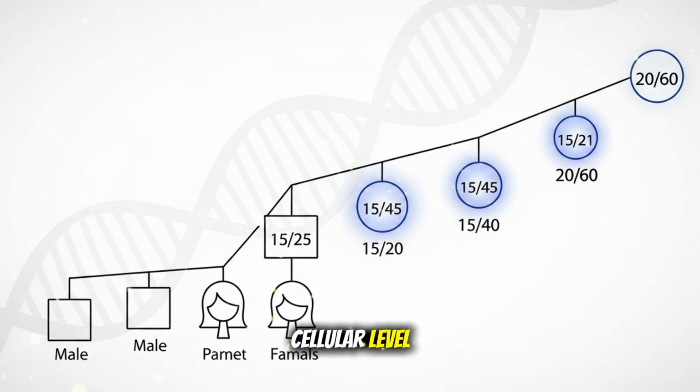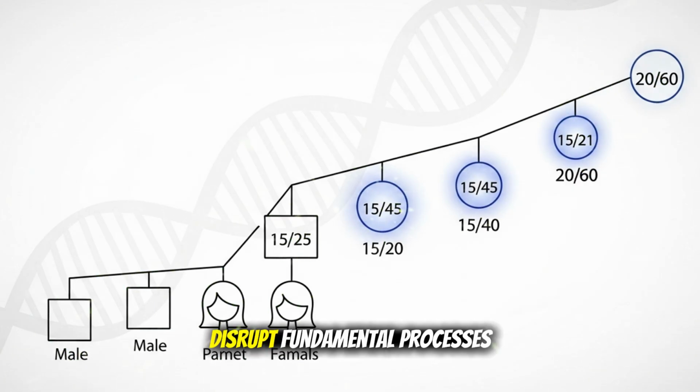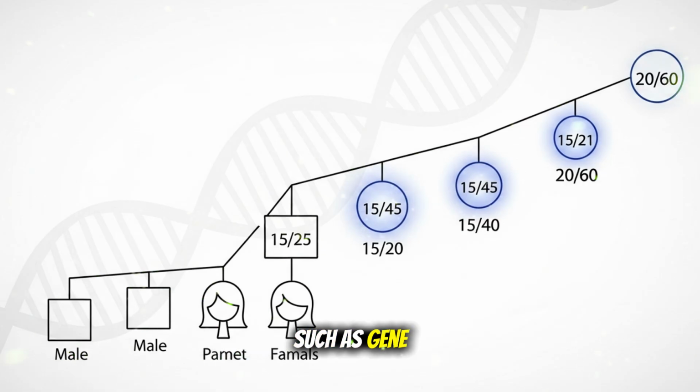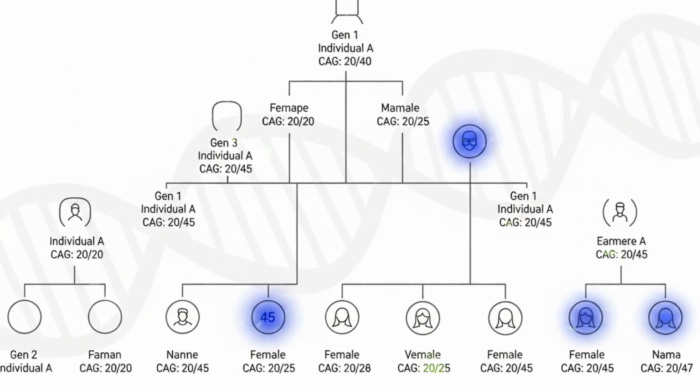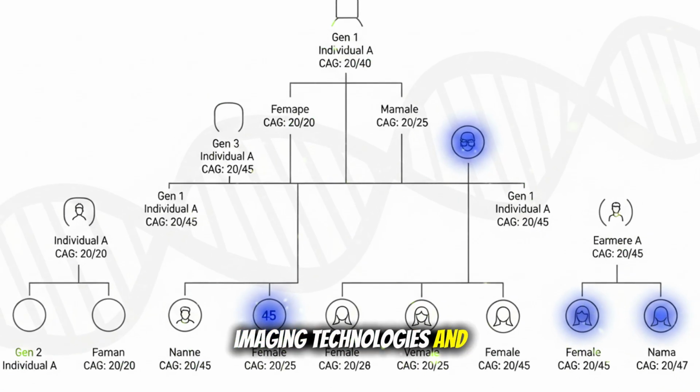At the cellular level, studies increasingly focus on how expanded HTT proteins disrupt fundamental processes such as gene activity, protein folding, and mitochondrial function. These disruptions generate stress responses that accumulate over time, particularly in vulnerable neuronal populations. Today, imaging technologies and biomarker studies help map these changes before symptoms emerge, offering new ways to evaluate disease progression and measure the effectiveness of potential therapies.